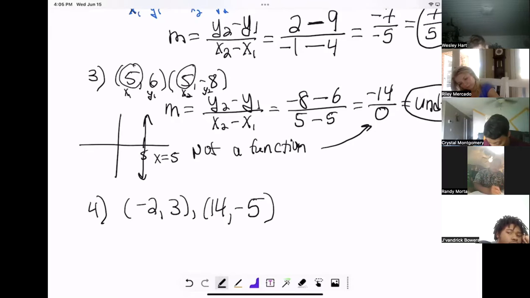I have a question about the last one. Yep. Just real quick. So if any problem like this, if it's not a function, is it automatically going to be undefined then? So anytime our x's are the same number, we automatically know it's undefined. Absolutely. Yep. With a line. I can't say that about other things, but lines 100%. It's a very good question.